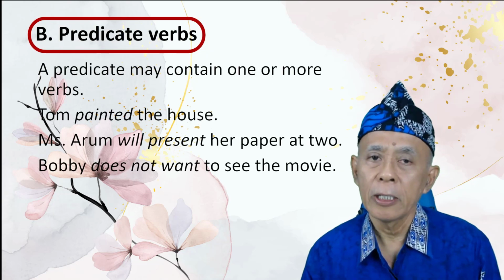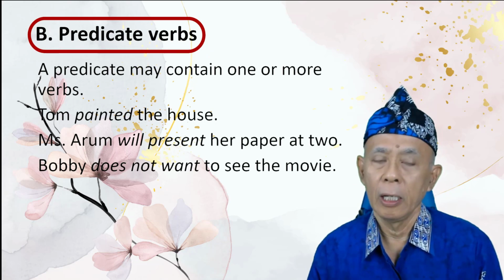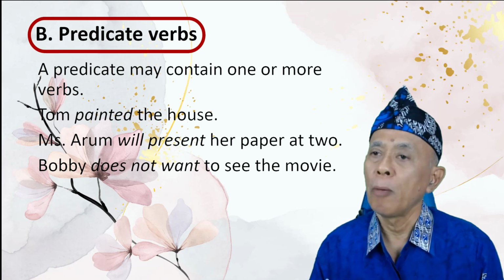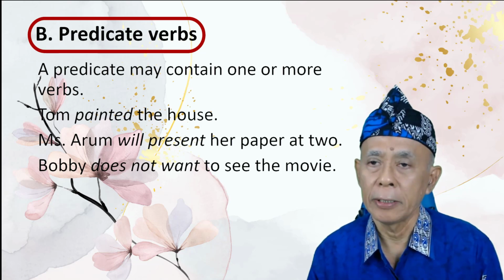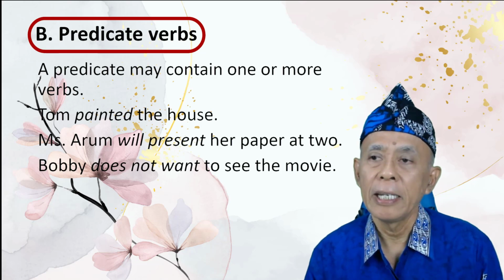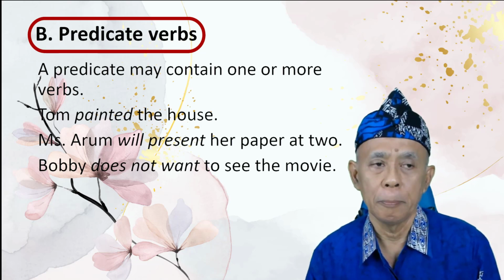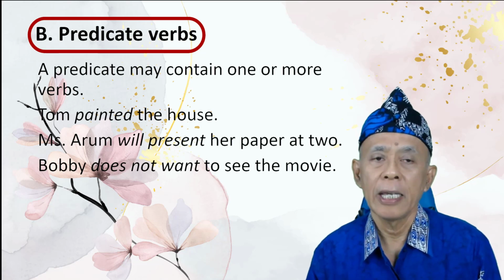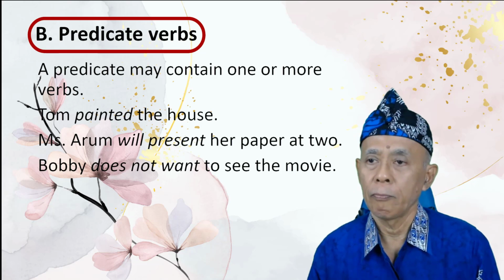In a sentence, we may have one or more verbs. We have a sentence, Tom painted the house. Here we only have one verb, painted. In the second example, Mrs. Arum will present a paper at 2. We have 2 verbs. The first is will, and the second is present. Mrs. Arum will present the paper at 2.